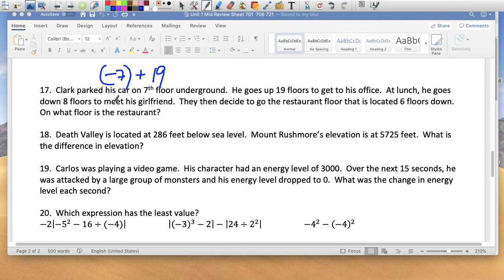At lunch, he goes down 8 floors. So plus, I'm going to go down, so that's represented by a negative integer, to meet his girlfriend.